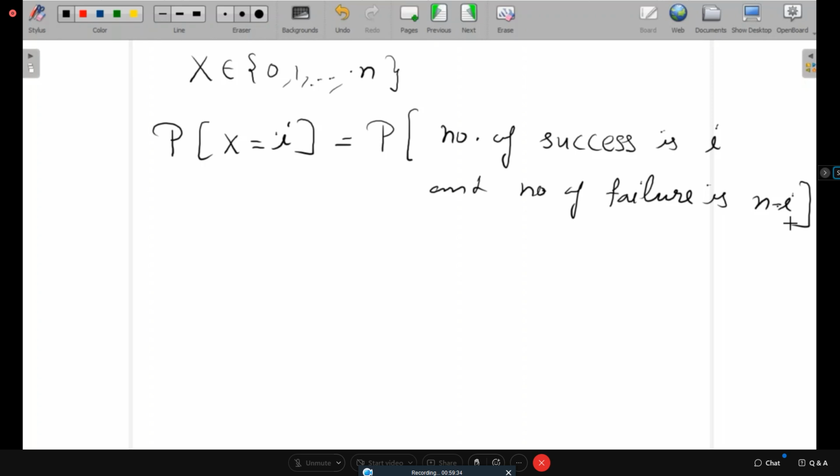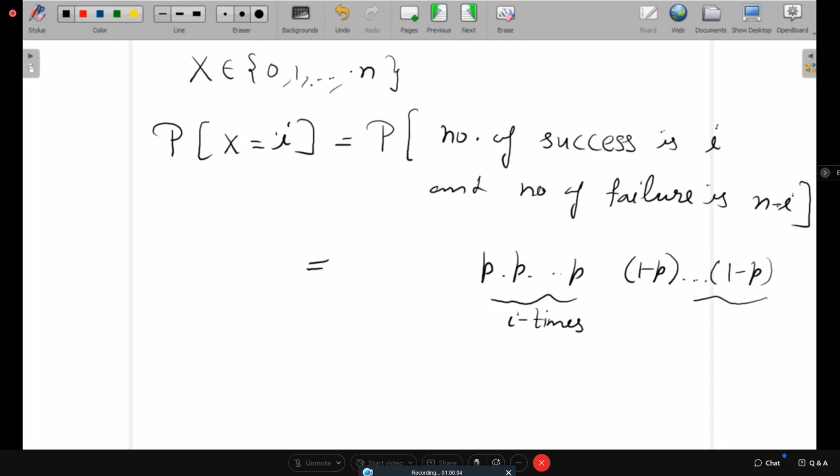Now see, you are doing n number of trials, and they are independent. The number of successes is i out of n, and the number of failures is n minus i. So p into p and so on, i times, and 1 minus p is the probability of failure, and so on, 1 minus p, n minus i times.